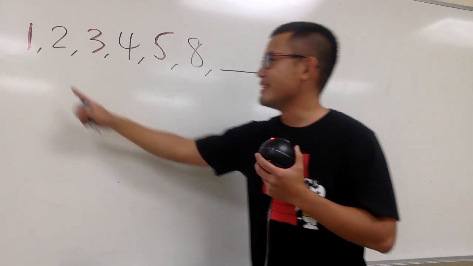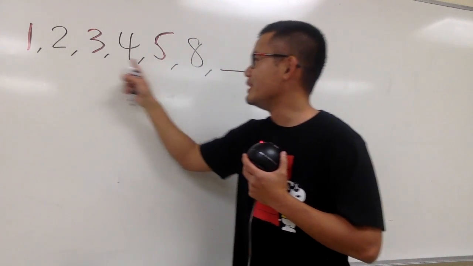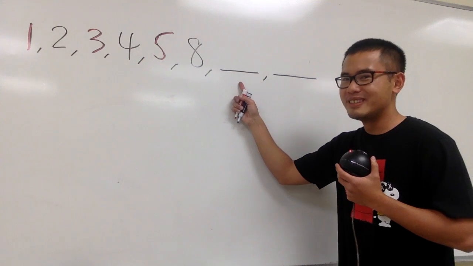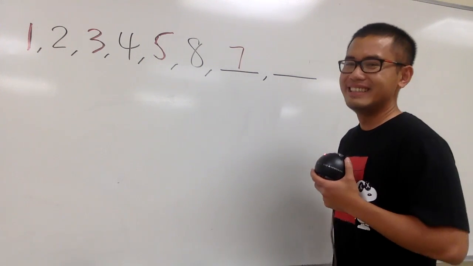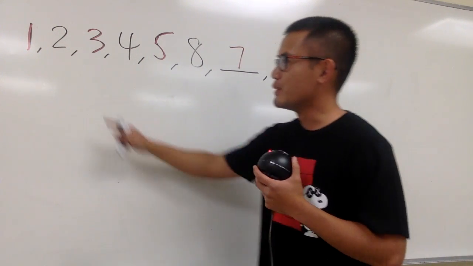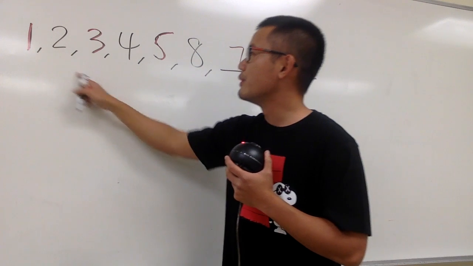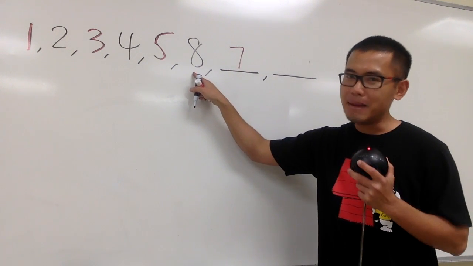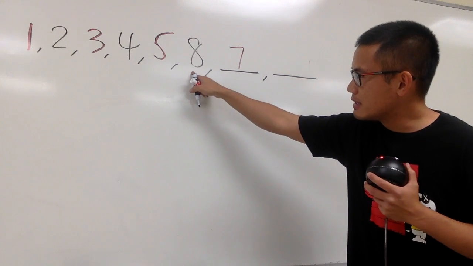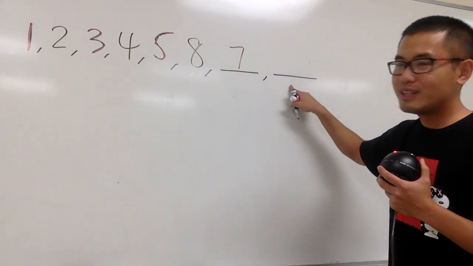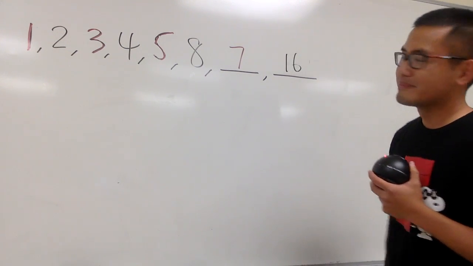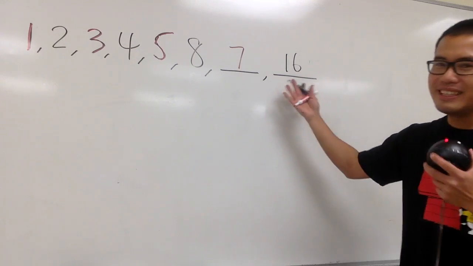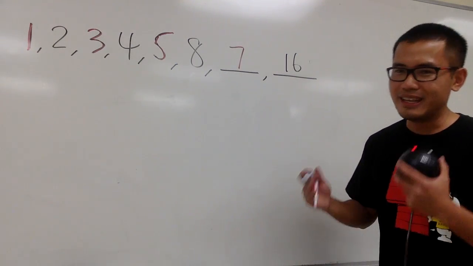All right, if you look at the numbers in red, 1, 3, 5, what should this be? Well, 7, isn't it? And then if you look at the numbers in black, we have 2, 4, 8. Every time we just double it, right? So we multiply this by 2 as well, and we end up with 16. Did you get this right? Once again, comment down below and let me know.